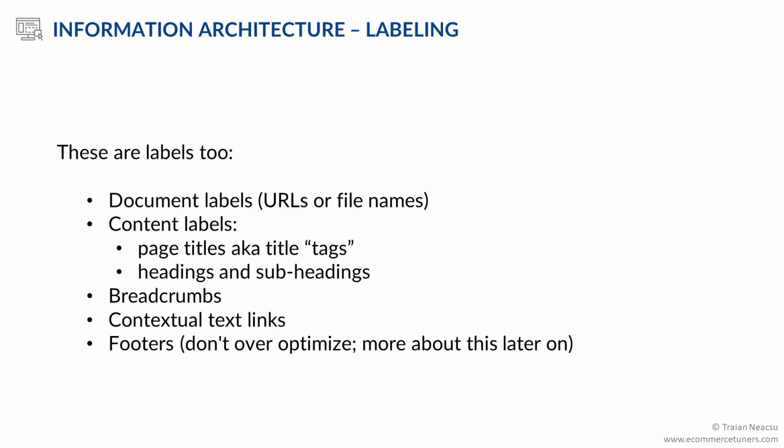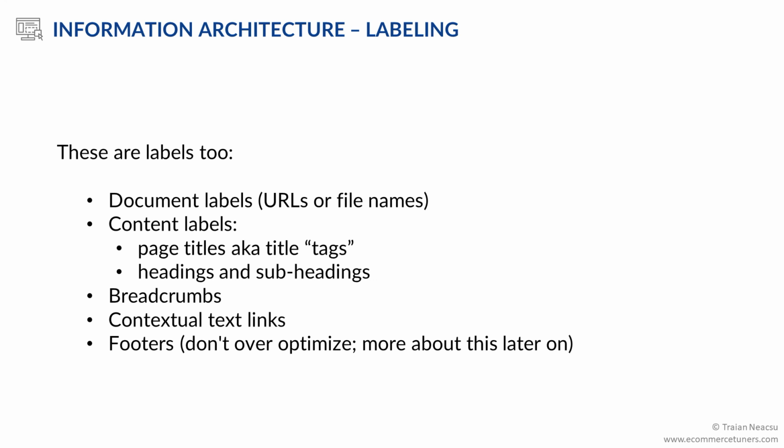Labeling doesn't stop with the text used for links and navigation. There are different types of labels as well, such as document labels, where we have URLs or file names, and content labels, for example, page titles. Page titles should make sense to searchers and to search engines. When there's a partial match between the keywords in the HTML title element and the search query, search engines will emphasize. They will bold the matched keywords, which may help with click-through rates.